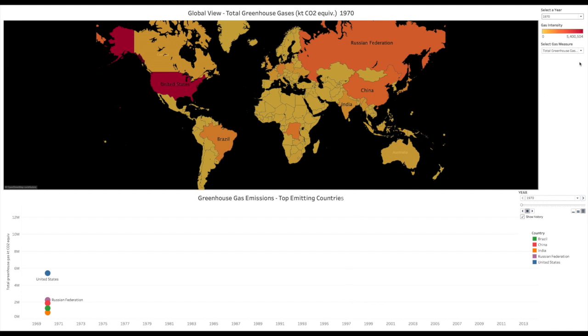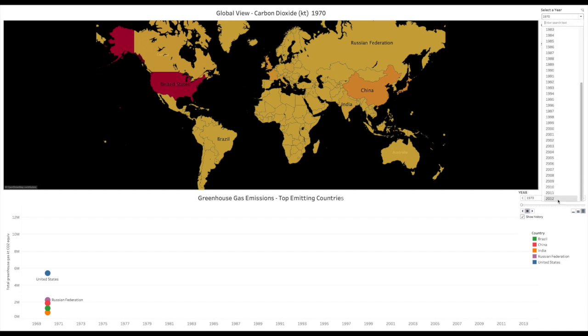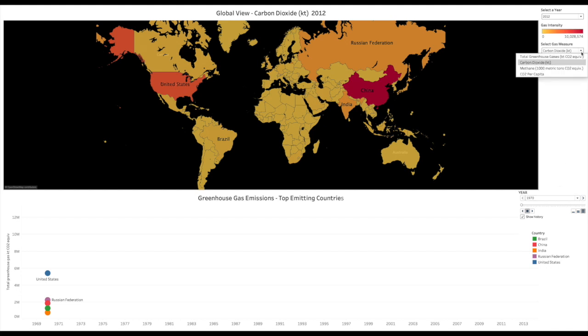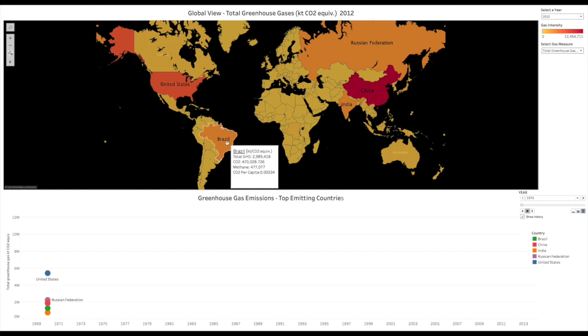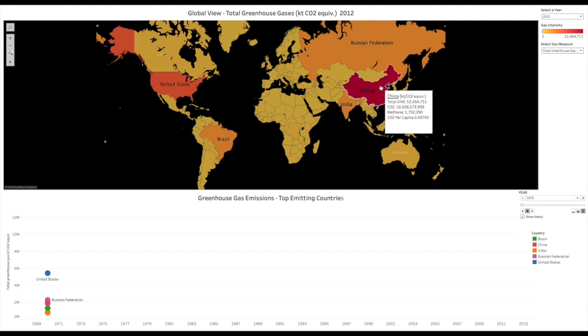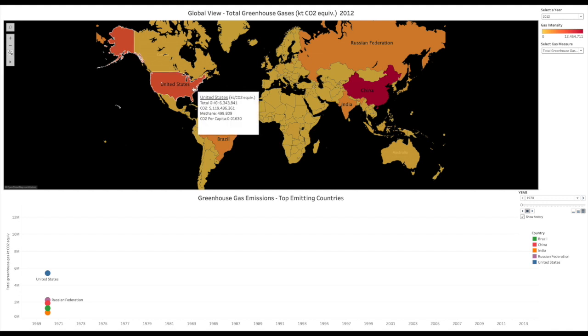In Tableau, you can build a parameter to look at different measures. So every time that I click on this measure, you'll see a different set of colors reflecting the gas intensity. The redder color reflects higher intensities. Let's just focus first on 2012 for not carbon dioxide, but total greenhouse gases. What we see is that there are really 5 countries that are the top emitters. China, number 1, US, number 2, and then Russia, India, and Brazil follow at a lower level.